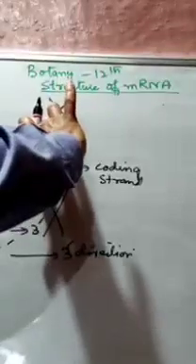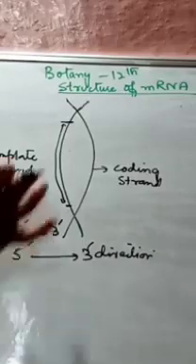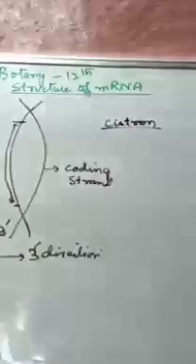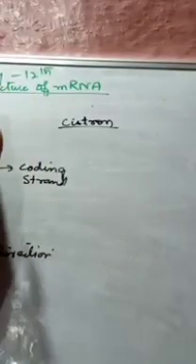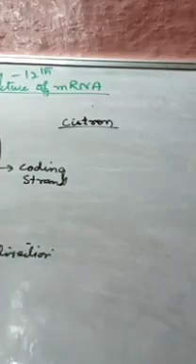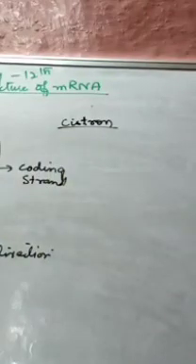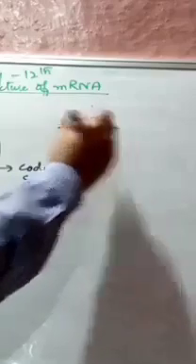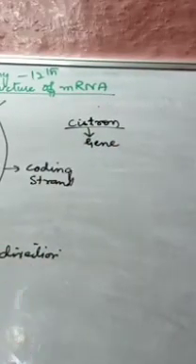Now this is the template strand, this whole is the template. This part, from here to here, which contains the genetic information for the synthesis of a polypeptide chain, is called the cistron. And this cistron is similar to a gene. It is the structural and functional unit of DNA.